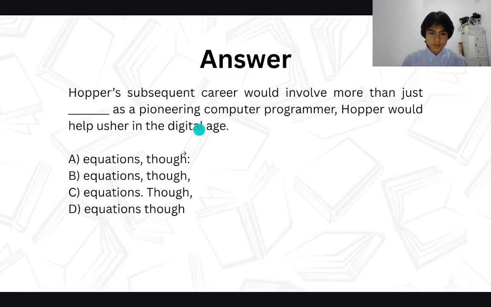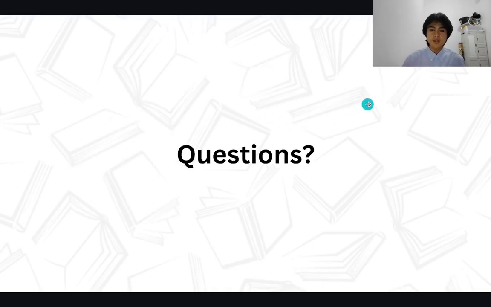Why? Because "though" here acts like a stop. So basically, Hopper's career will involve more than just a question. And then you can just substitute "though" with a period. And as a pioneering computer programmer, Hopper will help usher in the digital age. So this is something like a conjunction. "Pioneering computer programmer" is the subject, Hopper is the subject, and then "usher in the digital age" is the complement. So that is the reason why B is the correct answer, and all of the answers are wrong except B. Is there any question?